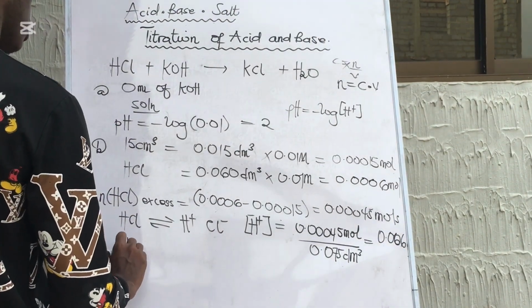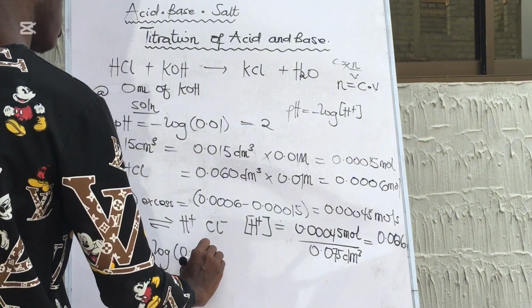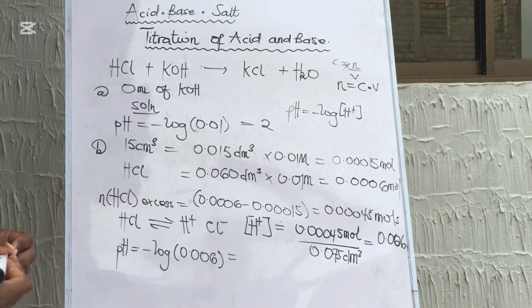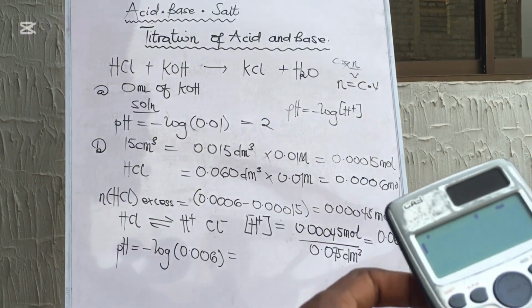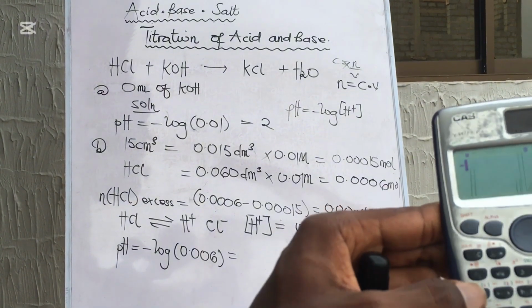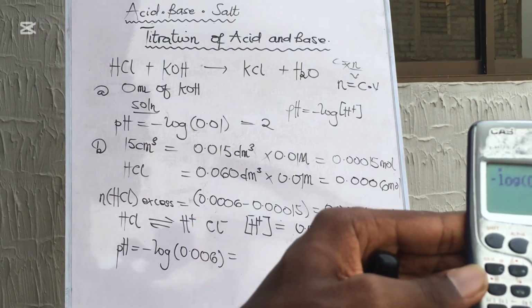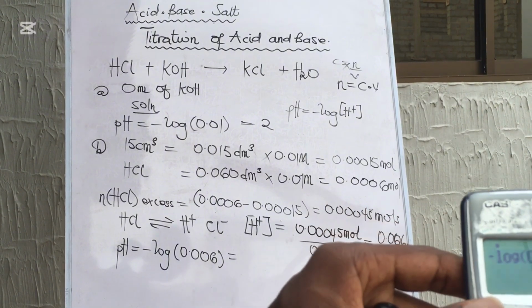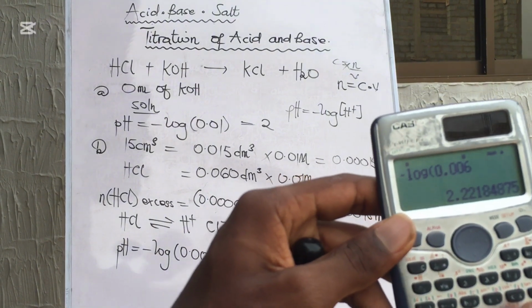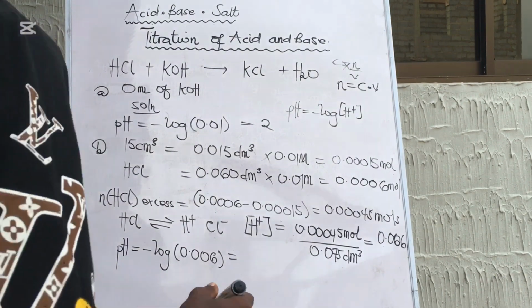Then we find our pH. Our pH will be equal to the negative logarithm of 0.006. Then we use our calculator. Let me see whether I can compute it here for you. Negative log of 0.006, and you see we have 2.22. So this 2.22 actually represents the pH after you've added 15 centimeter cube.